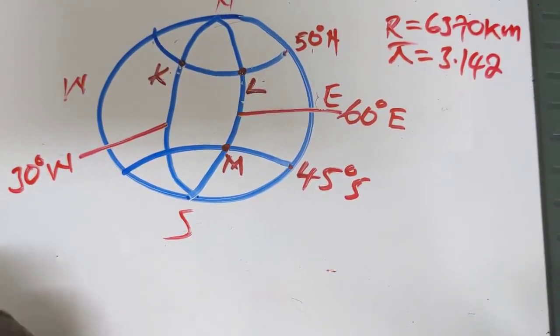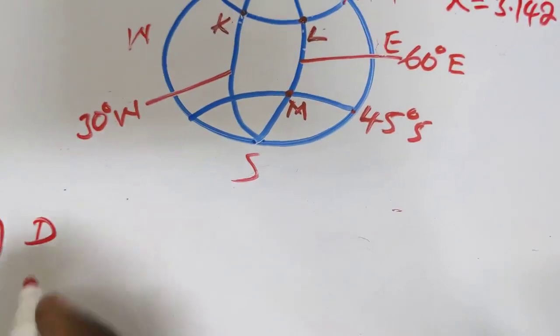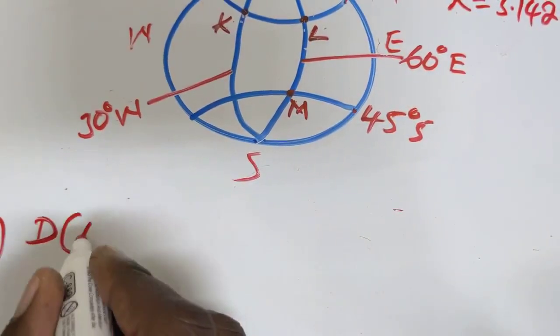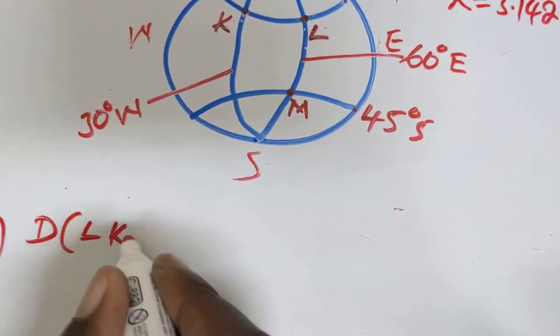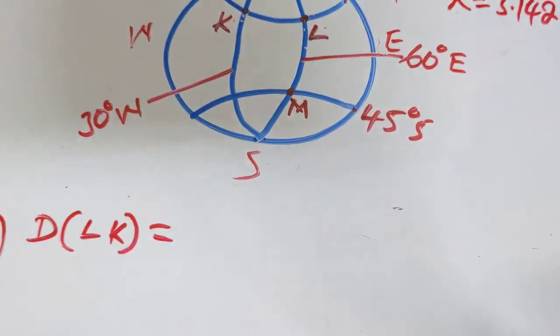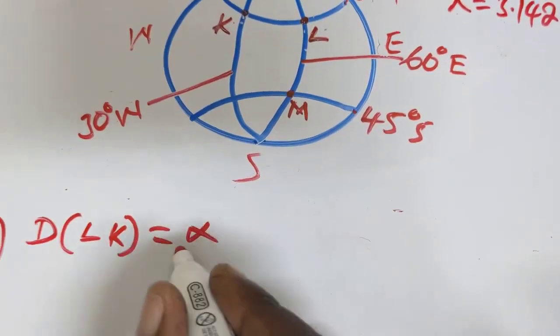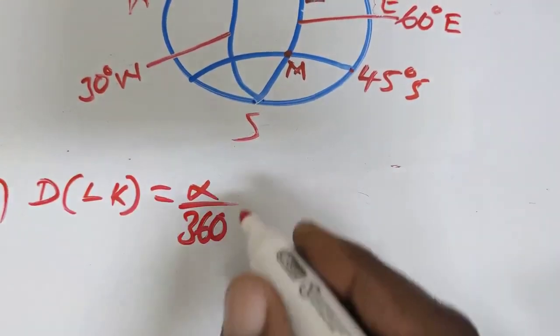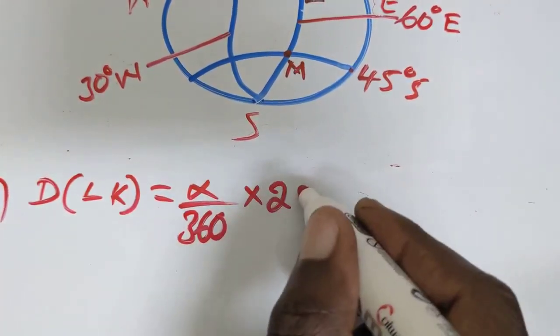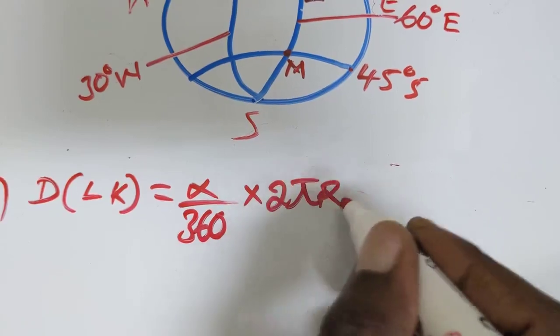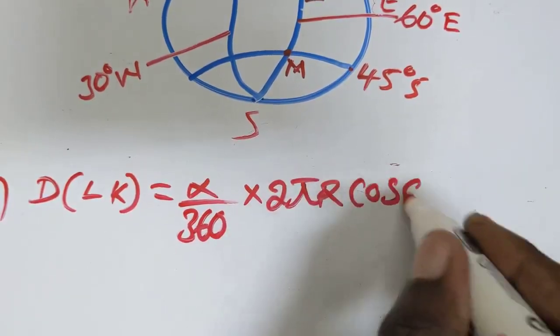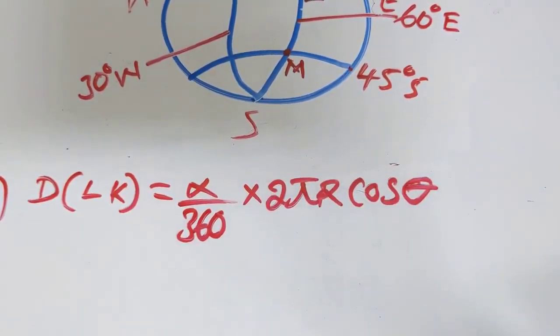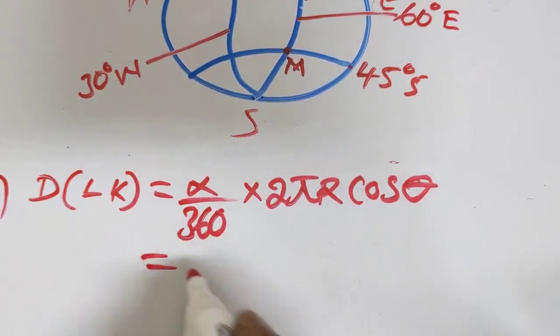So distance in latitudes, you need to write the formula. So we say distance between L and K. This is latitude. What is the formula? Just write the formula. Theta over 360 multiplied by 2 pi r cos theta, like that. You'll be given a mark just for the formula. Then you go on, you solve.